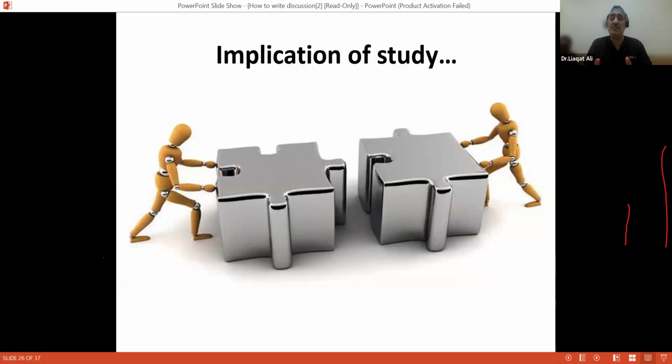अच्छा, now this is important कि who will get the benefit. क्या ये स्टडी जनरलाइज हो सकती है कि नहीं हो सकती? And who will get the benefit from your study? इस स्टडी की implication क्या है? Next please.